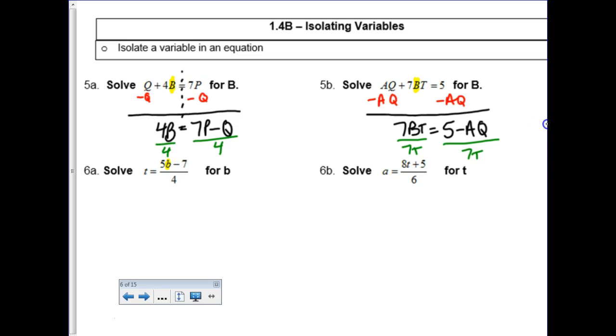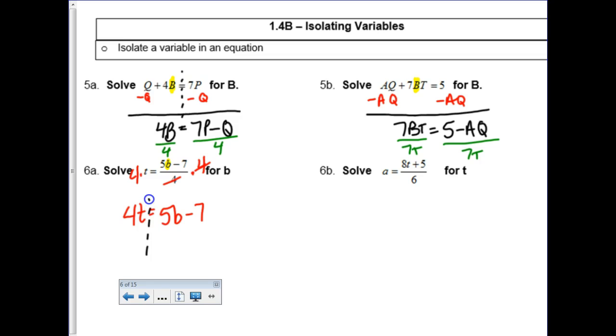Alright, solving for B again. A lot of things happening, but you have to start by multiplying by 4. You're going to do it to both sides of the equation, and this side is clearly going to be 4t. But a problem some of us had last time was we tried to distribute this 4 to the 5 and the 7. Well, these 4's are going to cancel, so there's nothing to distribute. So it's just 5b minus 7.